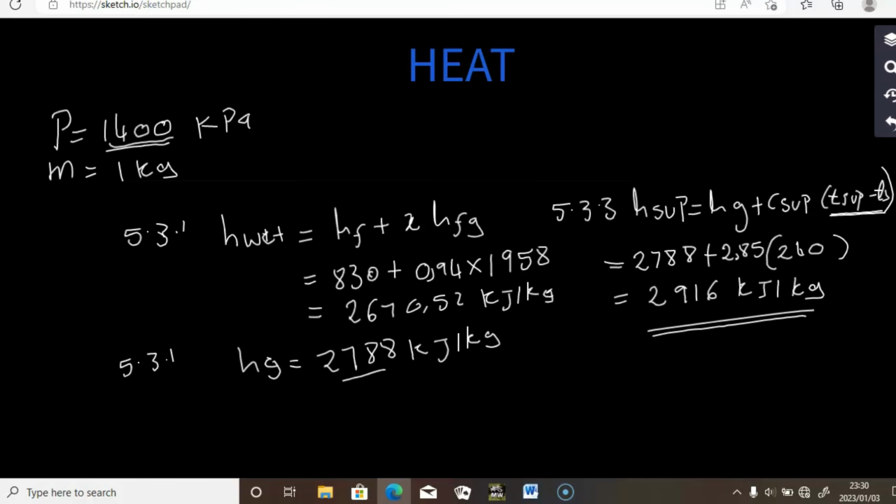Remember, when you are extracting values from the steam table, extract the correct values, because once you miss a value, you are going to get wrong answers, even though you know how to perform the calculations. So it's important that you use a ruler, if you have one, to check that the values are aligning with the pressure that you are using.